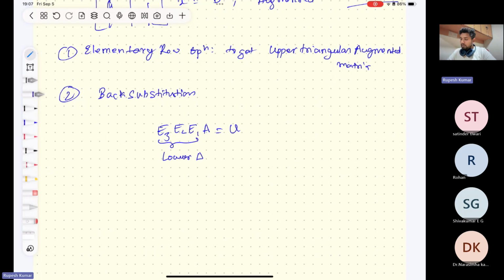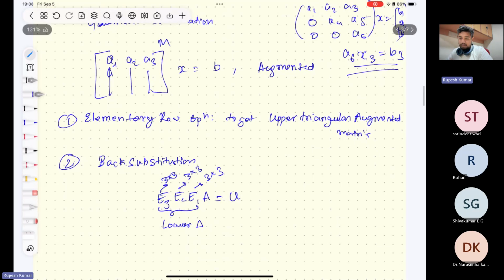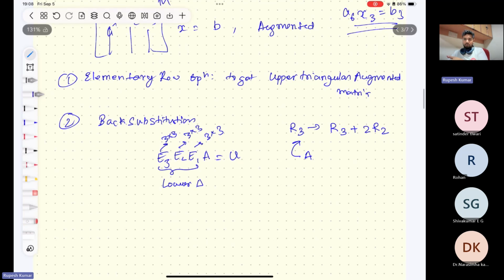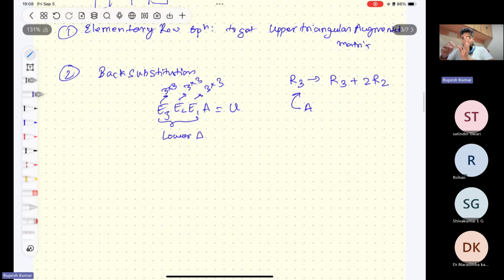These are all 3 by 3 matrices. Let me give you an example. Let's say you are saying replace row 3 with row 3 plus 2 times row 2. You have some matrix A, and I am trying to apply this row transformation. How can you write this in matrix form? Simple.